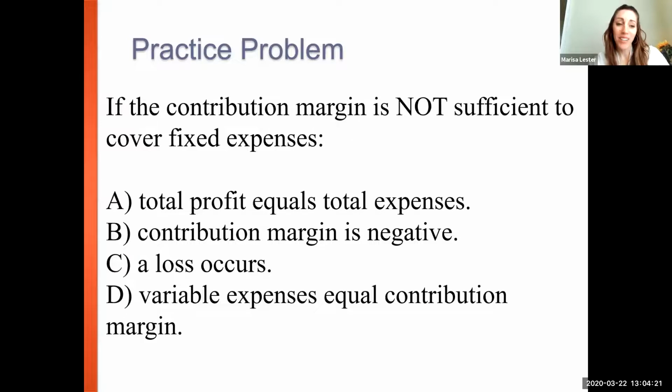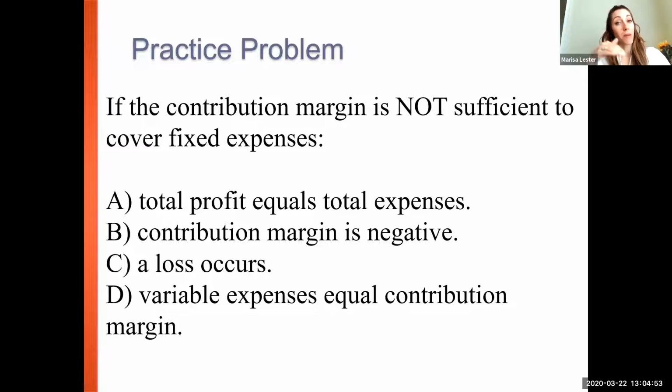If the contribution margin is not sufficient to cover fixed expenses, what happens? All right, so anytime you have any of these questions, I always like to make in my head or write it down on paper. I'm more of a paper person. I like to fill in numbers. So let's say my contribution margin is 17,000 and my fixed expenses are 19,000.